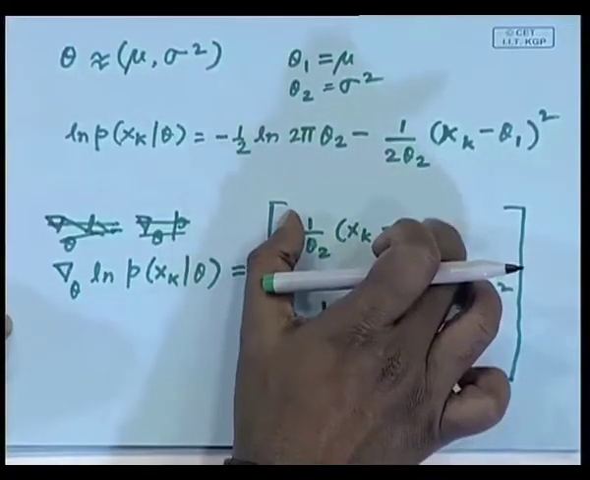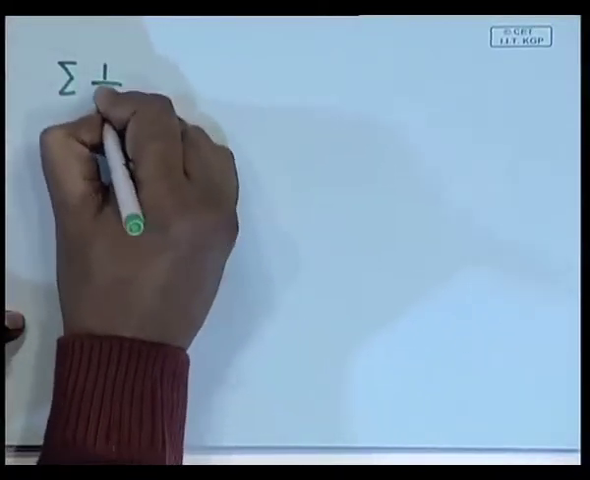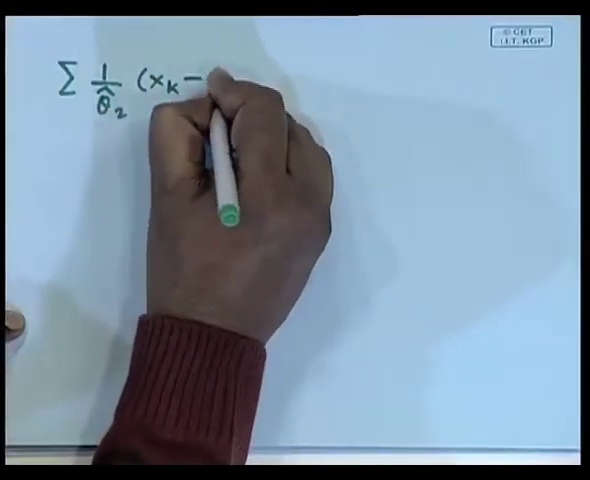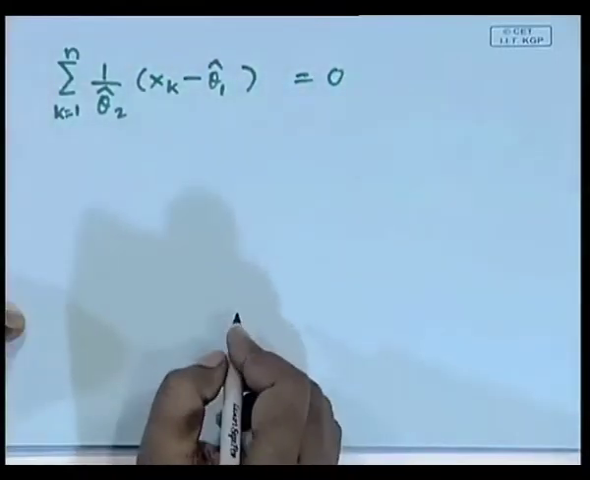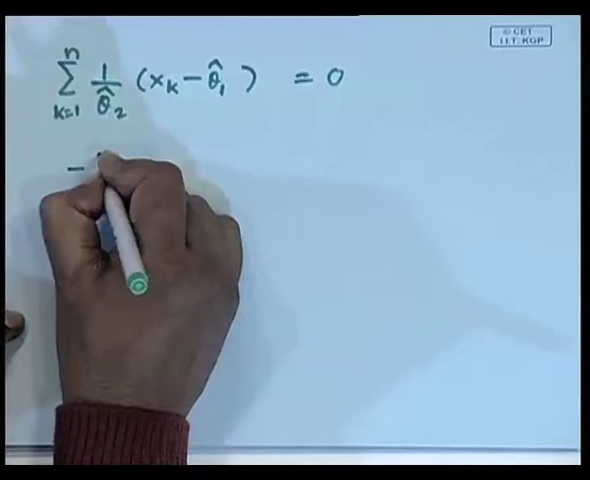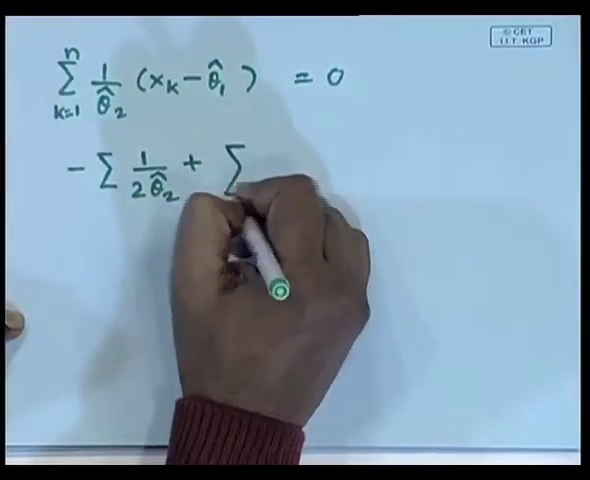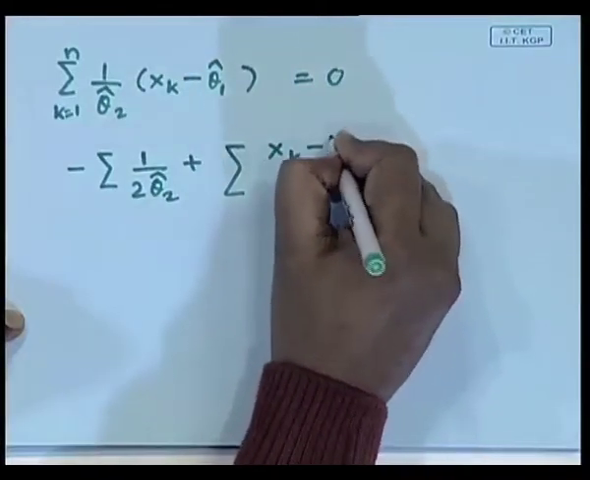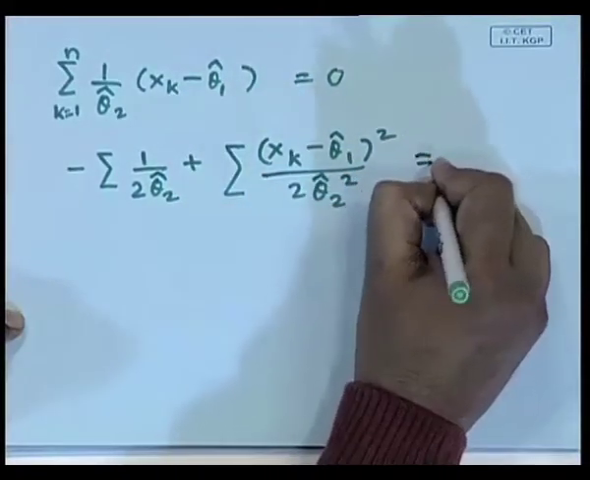So, I have to take the summation of this and summation of this over all the samples, that means over k varying from 0 to n, and equate that to 0 to give me the maximum likelihood estimate. Okay. So, what I have is summation of 1 upon theta 2 hat into x k minus theta 1 hat, k varying from 1 to n, that should be equal to 0, one equation, and the second equation will be minus summation of 1 upon 2 theta 2 hat plus summation of x k minus theta 1 hat square upon 2 theta 2 hat square. This should be equal to 0.